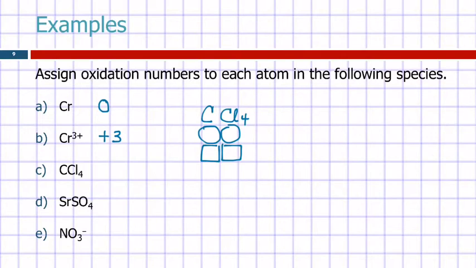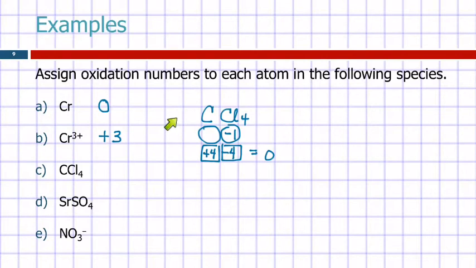Chlorine beats carbon. What does chlorine want to be? What would it be as an ion? It would be -1, right? So the chlorine gets to be -1. And then we look at how many chlorines are there. There's 4 chlorines. They are each -1 oxidation number. So that's a total of -4. And this has to add up to 0 because that's the overall charge. So that means this box must be +4 so that the boxes add up to 0.